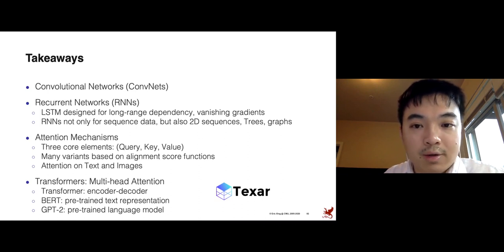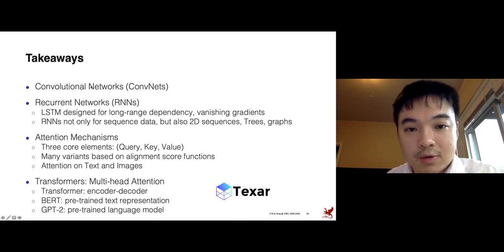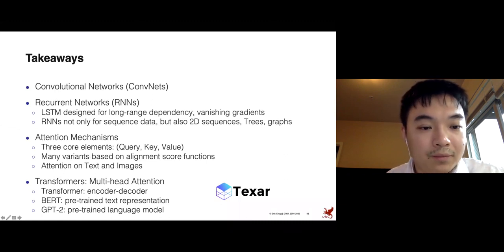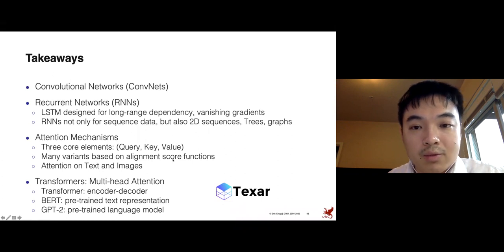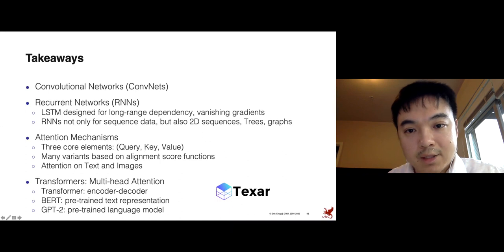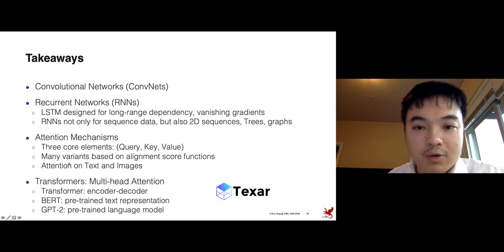And attention is a crucial addition to these basic architectures and RNNs to get better performance and more interpretability. We see three core concepts in attention: query, key, and value, and many variants based on the alignment score function, or similarity score function, between the query and the keys. And for attention, we have seen applications like image captioning, which attends from text to image, and machine translation, which is text to text.